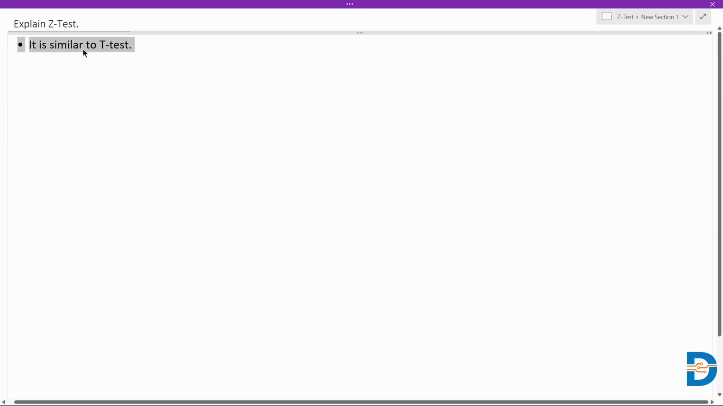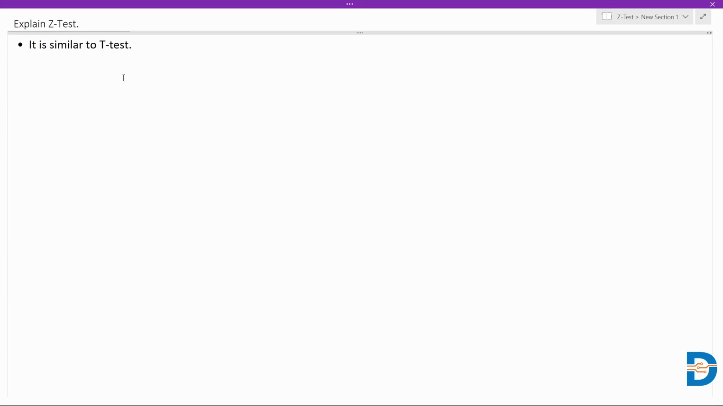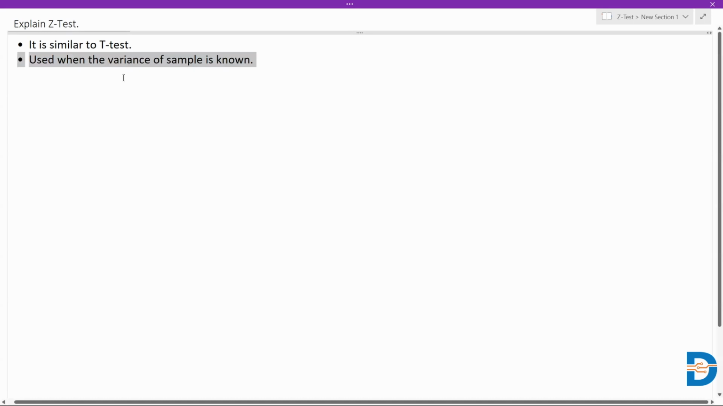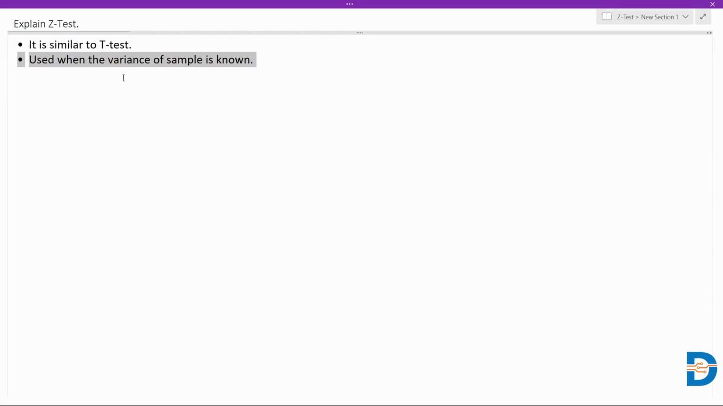Initially you could say Z-test is kind of similar to T-test in the way we generally perform the statistical method. But there are some differences. If you compare Z-test and T-test, there is an important reason why we use Z-test. Z-test would generally be useful when the variance of that particular sample is known. This is where it's different from your T-test. In a T-test, the variance is not known. So if the variance is known, we can probably use this Z-test.